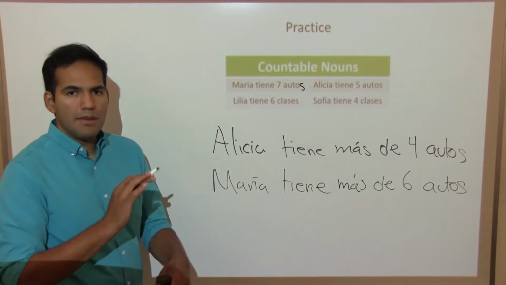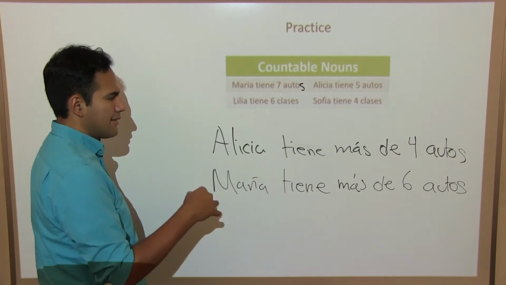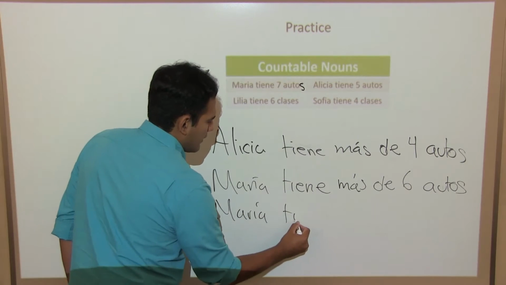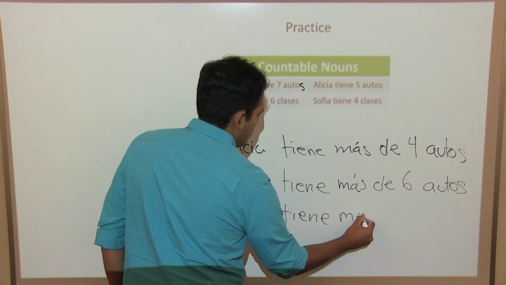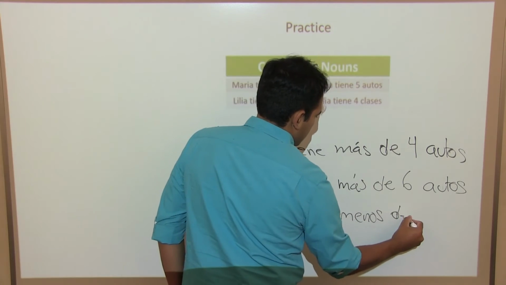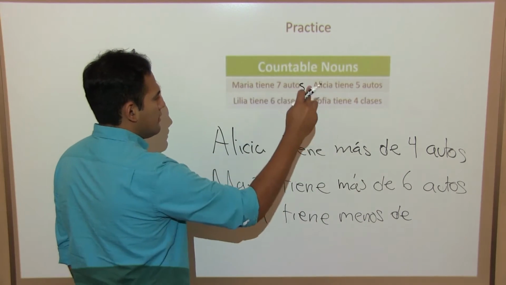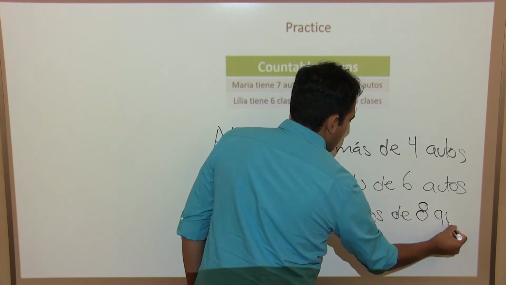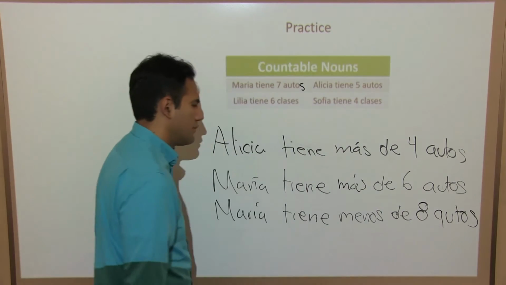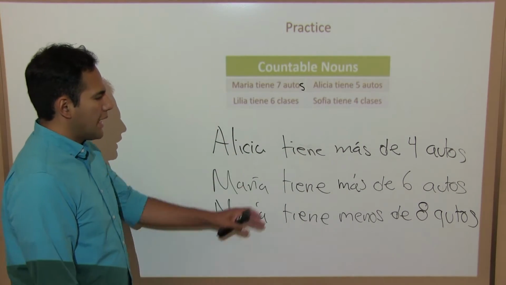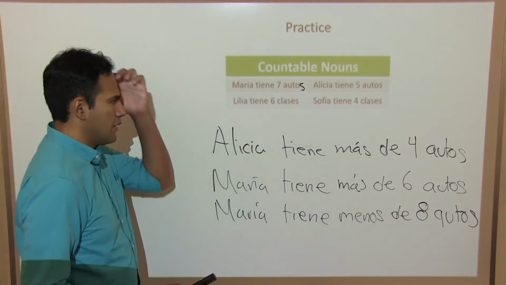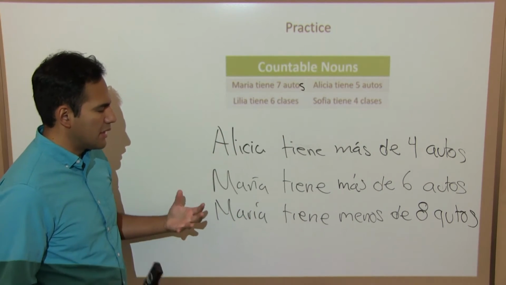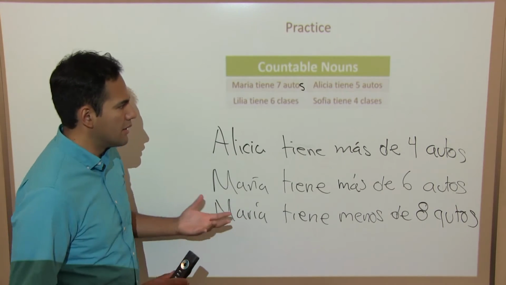Or we could do it the opposite way and use less instead of more. So María tiene menos de 8 autos. Okay? So again, we're going a number over because we know exactly how many she has. So that's why we're saying that she has less than 8 cars. She only has 7.